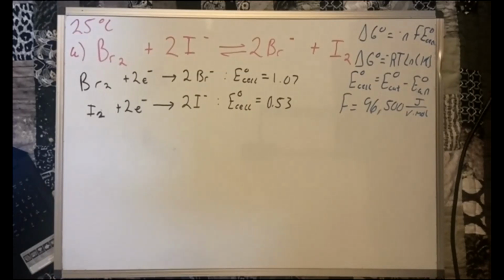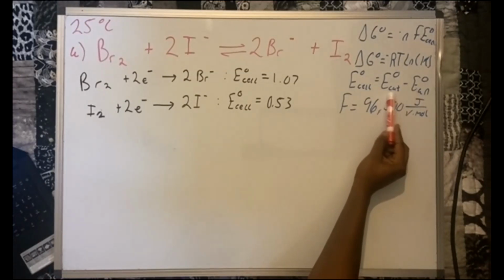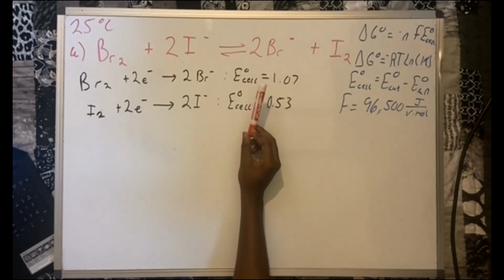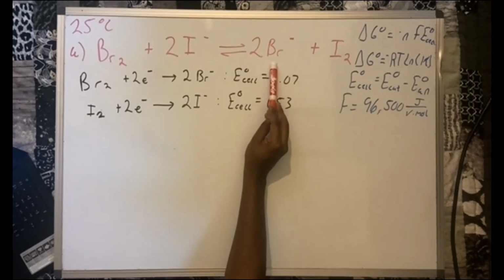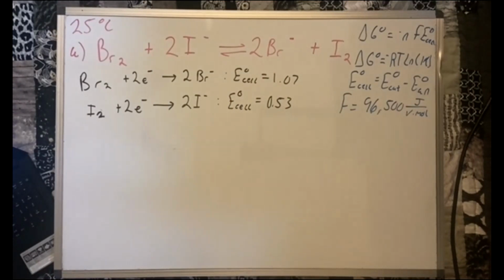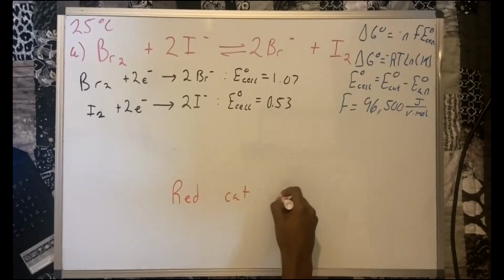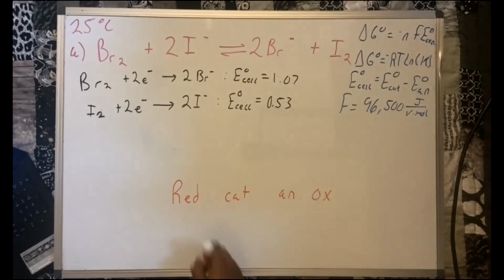So first, Ecell, the cathode minus the anode. All right. So do you remember how to tell if it's at the cathode or the anode? Red cat, yeah, red cat. For me, it was red cat and ox. But if you just know that, you don't need the other one. But yes, so the red cat.